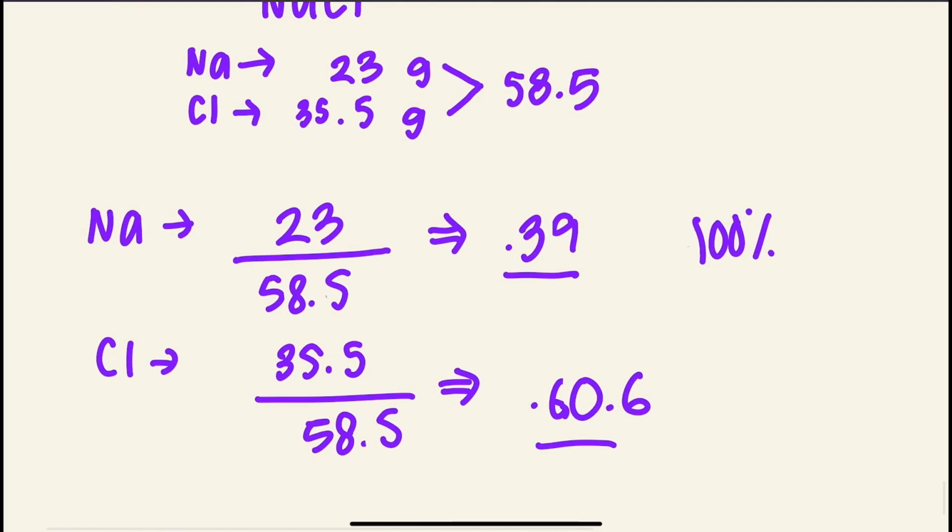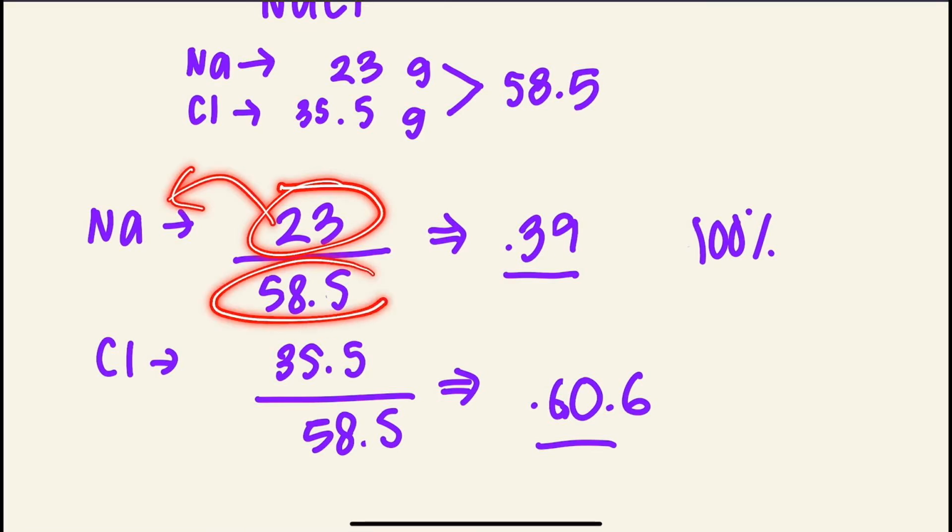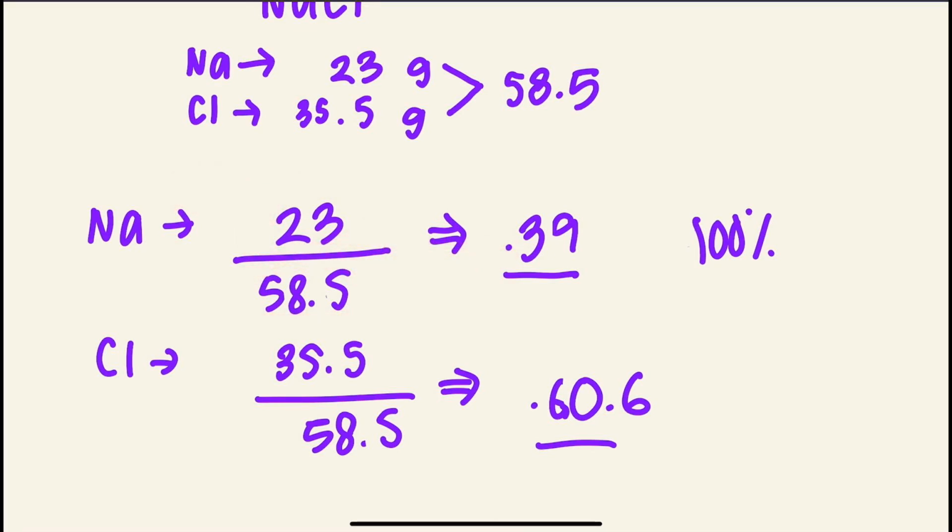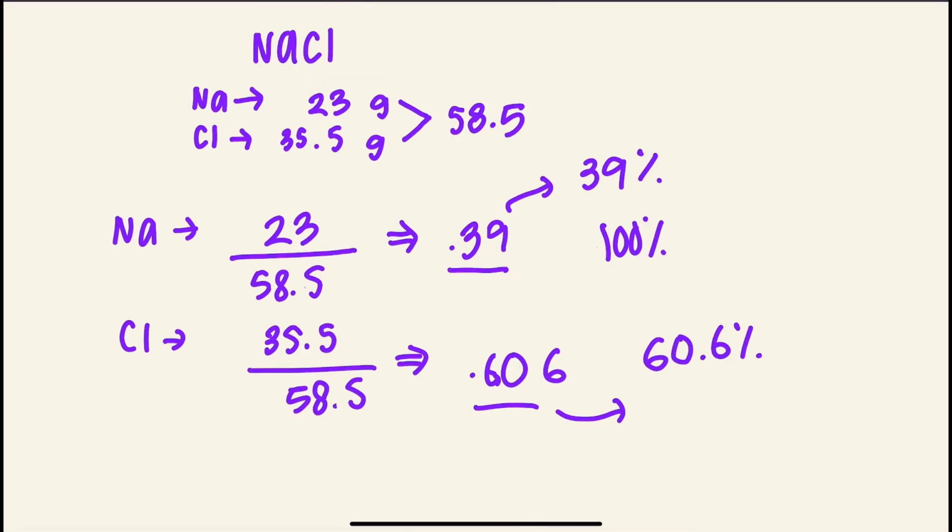Now we're really close to finishing. All we're going to do now is divide the atomic mass of each element by the total. For this I get 0.39, and then I'll just convert that to a percentage. So 39%. And for chlorine, I get 60.6%. It isn't exactly adding up to 100%, but that just reflects some differences in rounding.